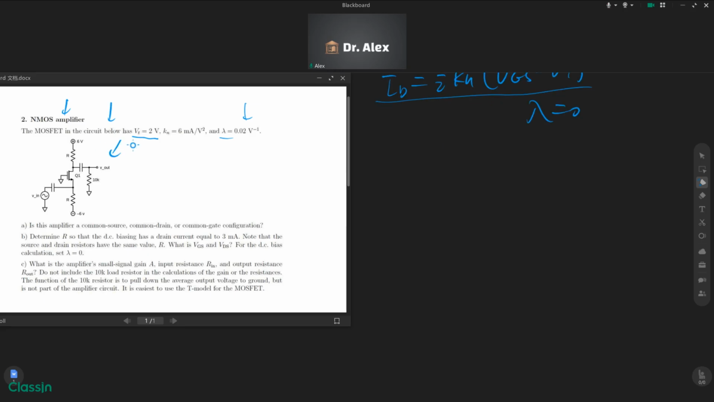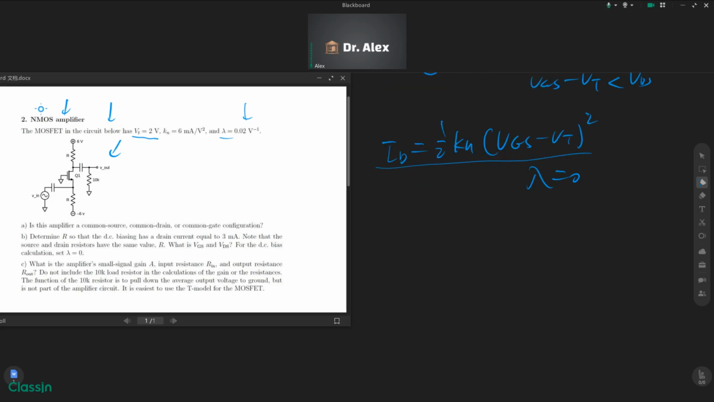This is the structure of our circuit, which is an NMOS amplifier. And then let's look at the first question. It is asking which configuration this structure is.